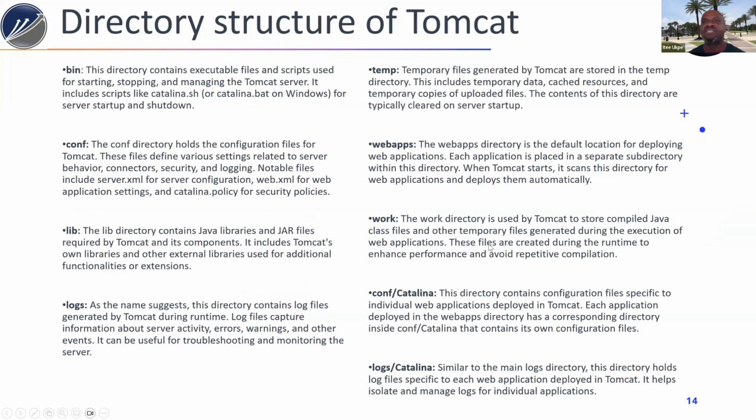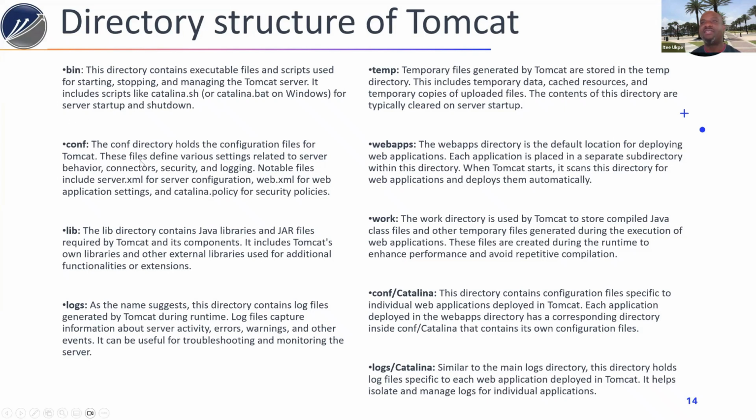A little bit into the directory, I showed you the directory in Tomcat. You have the bin directory, the conf directory, you have the lib directory. And this is exactly what these directories are for. The bin directory contains executable files and scripts used for starting, stopping, and managing the Tomcat server. It includes scripts like catalina.sh, right, for server startup and server shutdown. Catalina.sh is one of the components of Tomcat that we discussed. So you can use that to start and stop Tomcat.